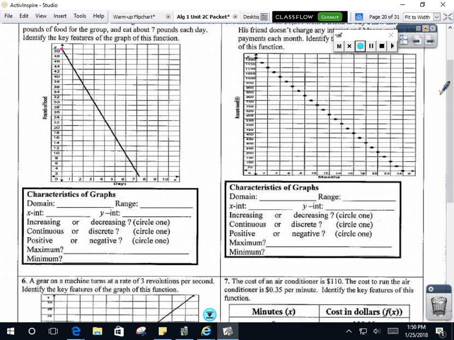Domain. Isn't the furthest left this graph goes right here when you started the trip, and that's at 0 for 0 days? And then the trip lasts until the food runs out at 7.14 days. But let's talk about how we get that 7.14. Okay, and it's brackets on both because it does not continue beyond those.